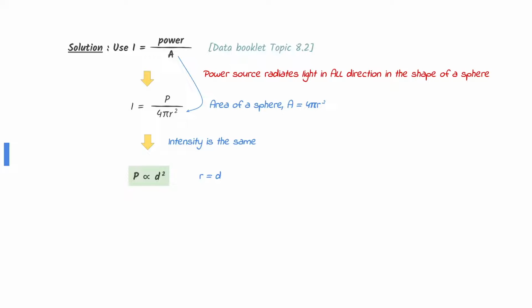Here, the radius of the sphere is the distance from the source. For the power to be halved, the distance must be 1 over root 2 times the initial distance away from the source.